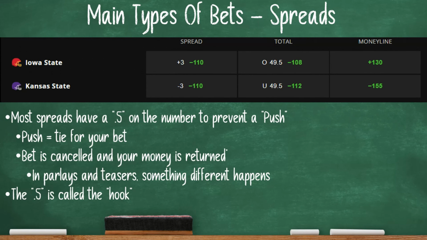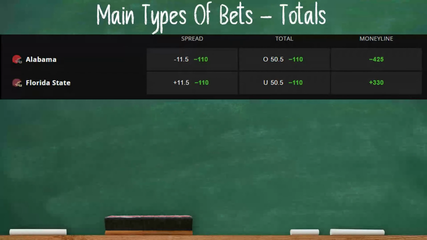Now, again, I mentioned this is another example. So looking at Iowa State versus Kansas State, you can see the spread here is +3 and -3. And so if this game were to end where Kansas State won exactly by 3 points and you took this spread bet, it would be a push. You would get your money back and it'd be like the bet never happened.